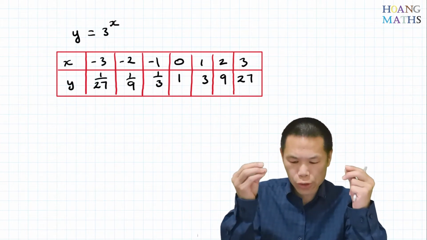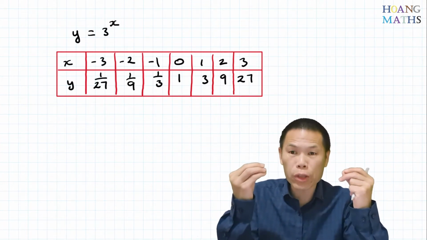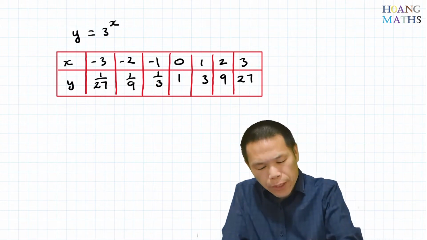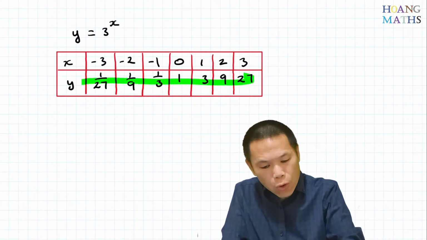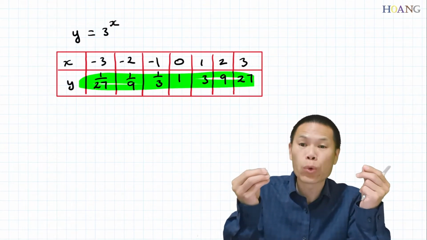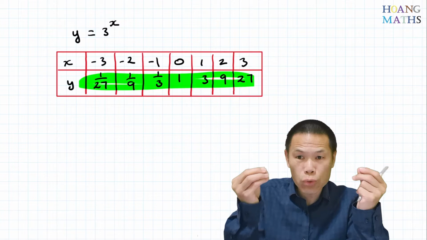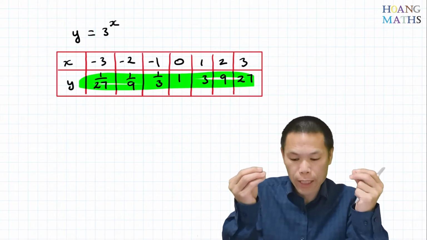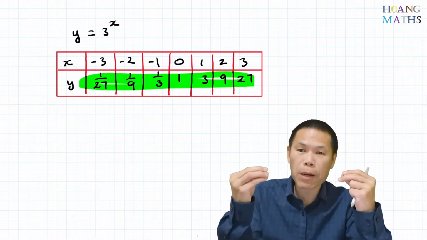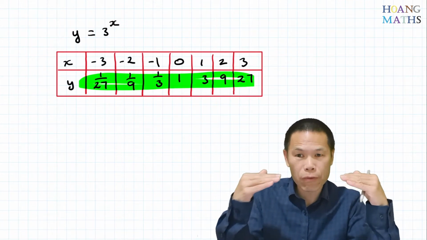Now we just need to draw a number plane and plot these points. Before we do that, please note that you can see the y values are all positive. The largest one so far is 27, and then they approach 0. There is no negative number for the y value, so when I draw a number plane, I don't need negative numbers for the y values.